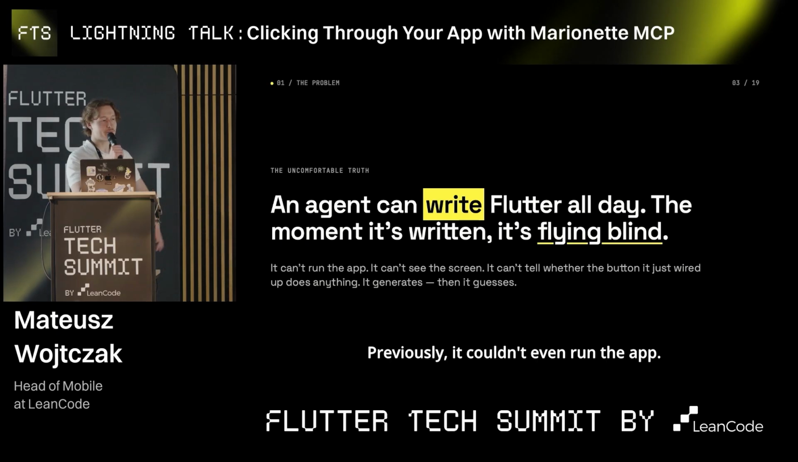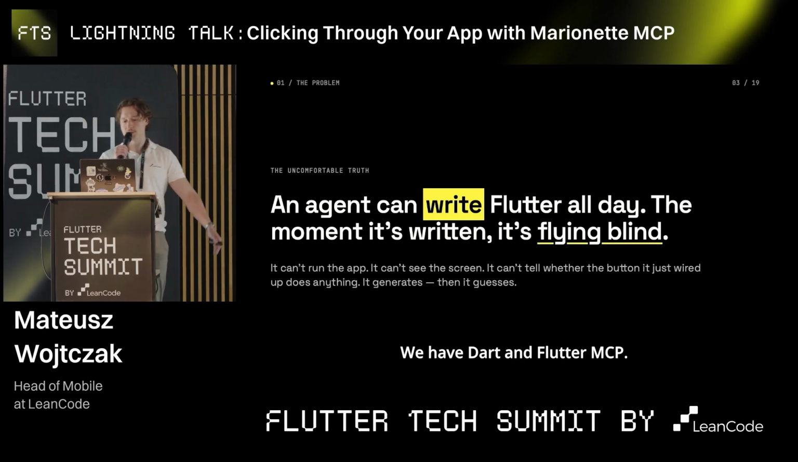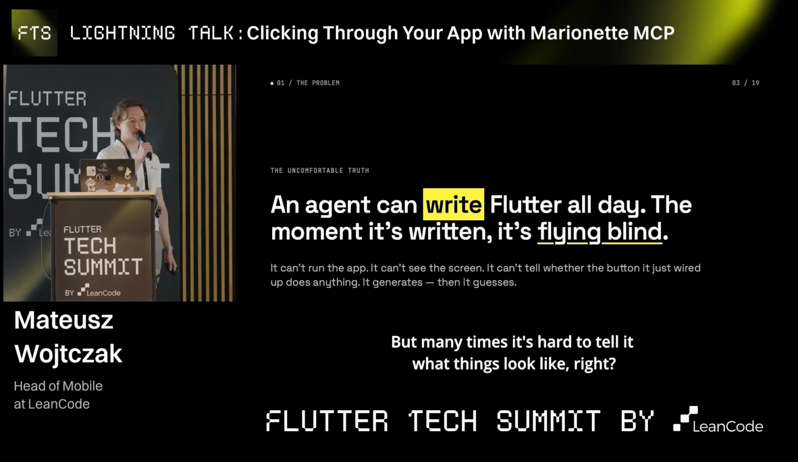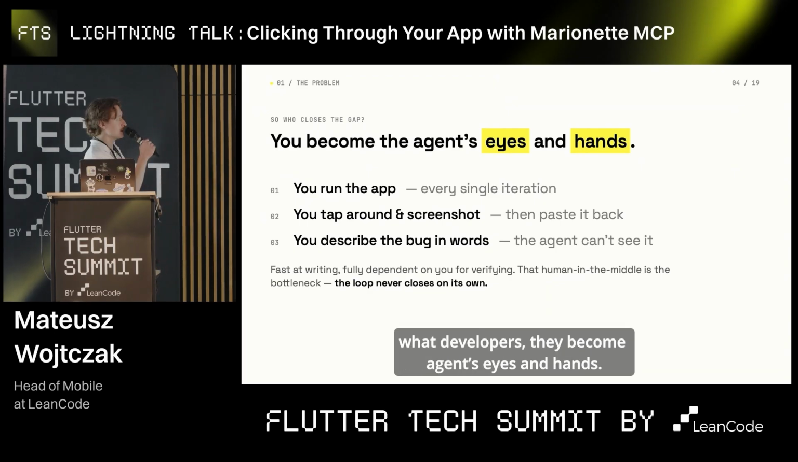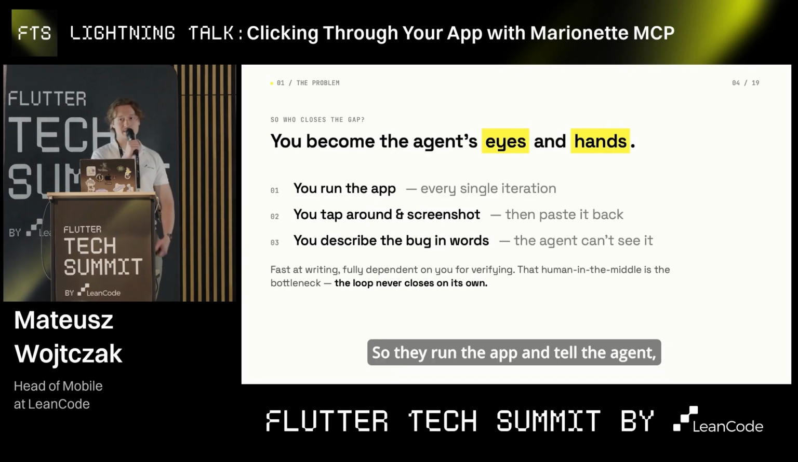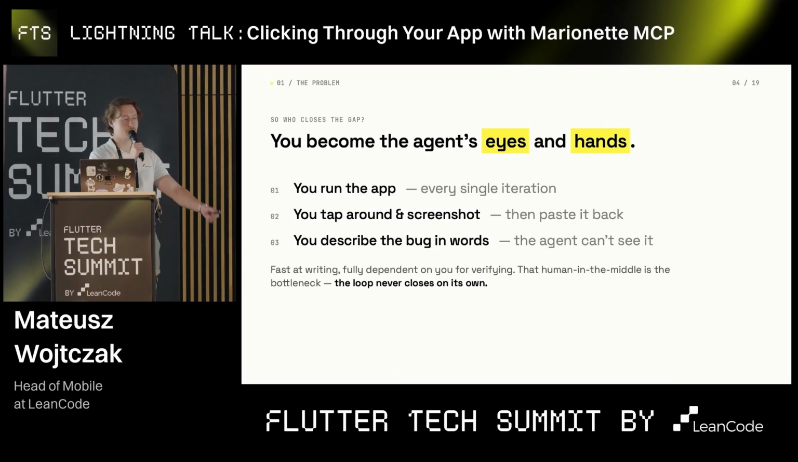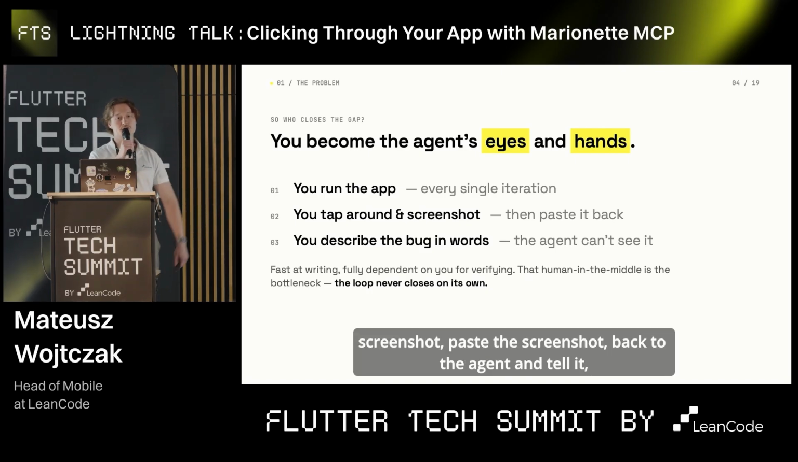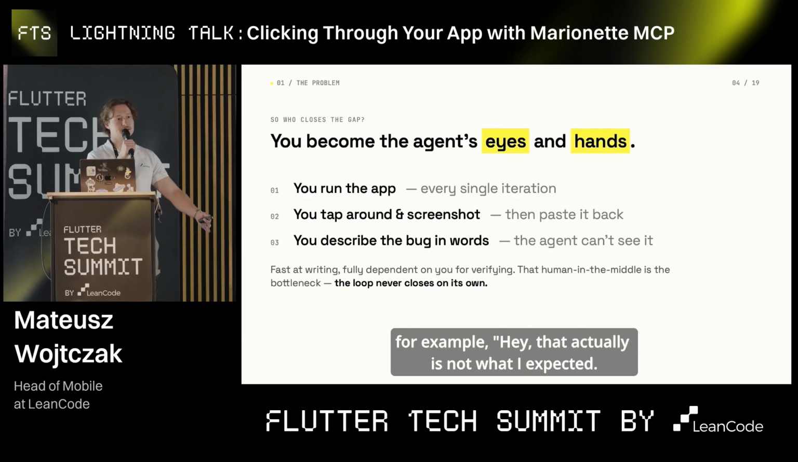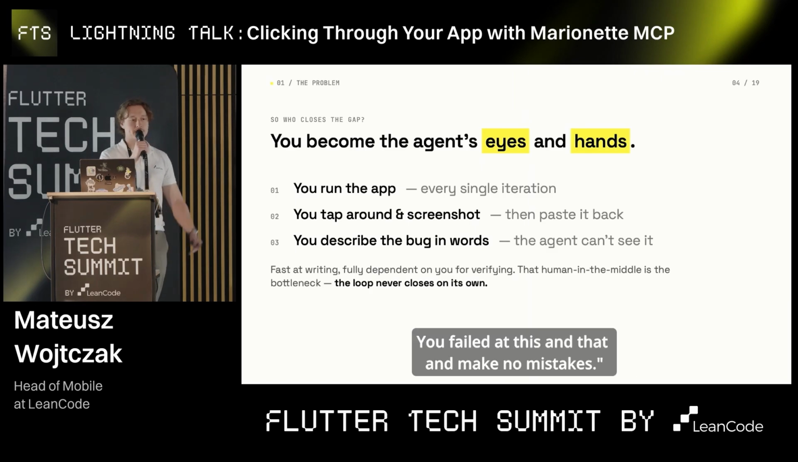Previously, it couldn't even run the app. Now it's much better with that. We have Dart and Flutter MCP, but many times it's hard to tell what things look like, right? So usually, what developers do, they become the agents' eyes and hands. They run the app and tell the agent, "Okay, I ran the app for you." Then they tap around, screenshot, paste the screenshot back to the agent. And tell it, for example, hey, that actually is not what I expected. You failed at this and that, and make no mistakes, right?